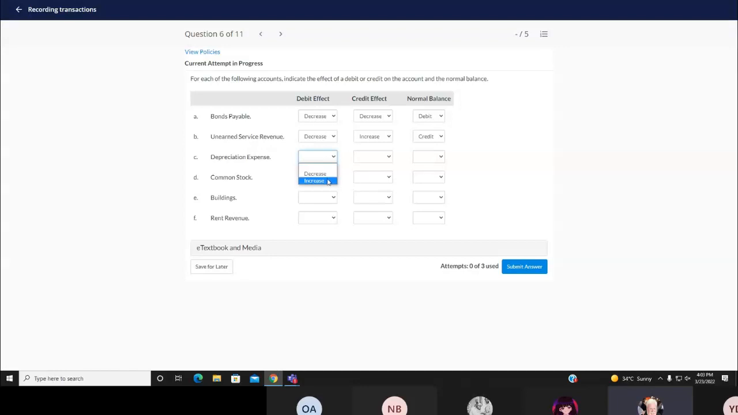Depreciation expense. Every time you see the word expense, it's a debit. Every time you see the word revenue, it's a credit, unless it's unearned revenue. But even unearned revenue is a credit because it's a liability. But revenue, earned revenue, it is the.